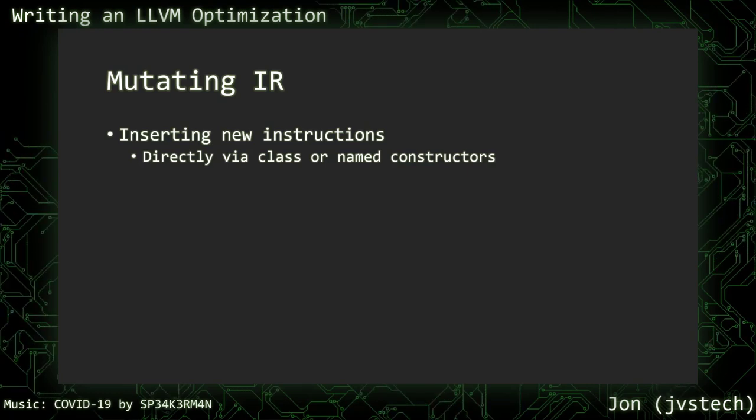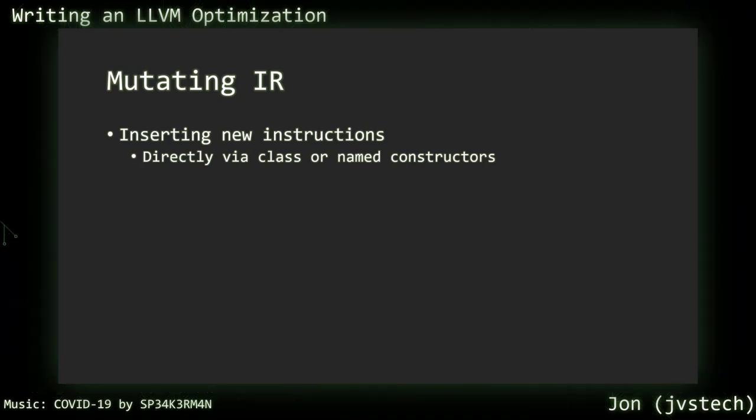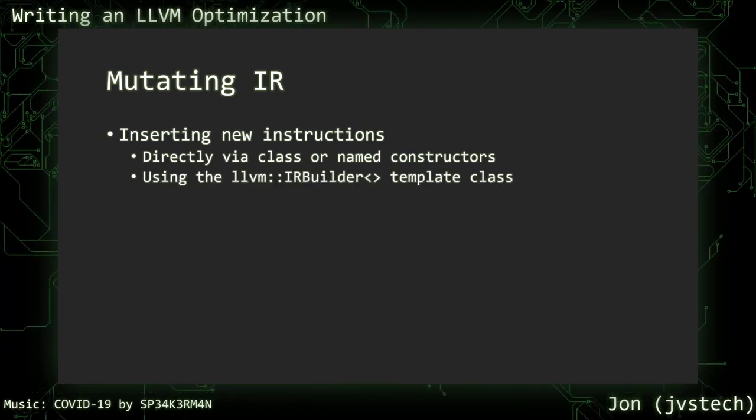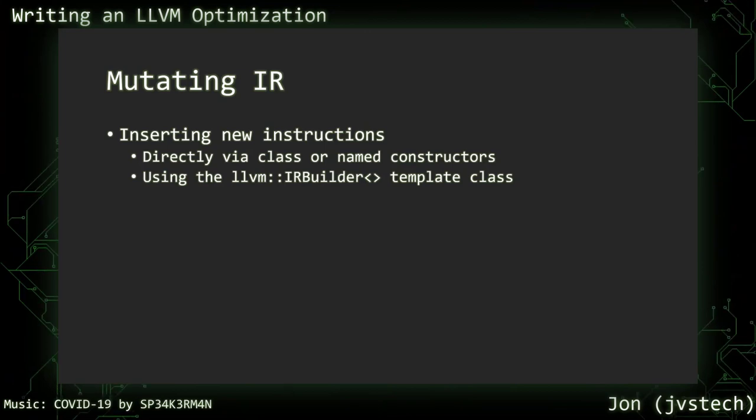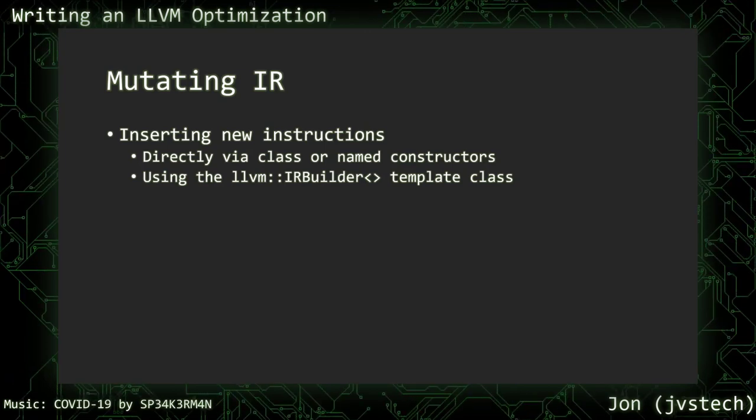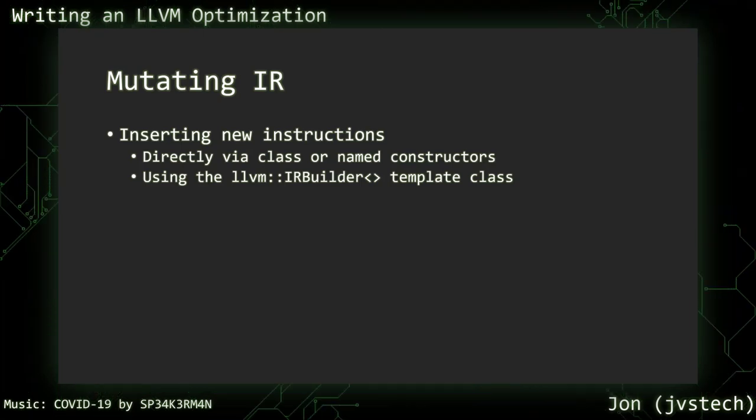However, you must also remember to actually insert your newly constructed instruction into a basic block for it to functionally exist. Alternatively, you can use the IR Builder template class. This is the preferred method, as IR Builder automatically inserts instructions as it creates them. It also hides a lot of rarely used functionality and provides more options for instruction creation overall. I'll be demonstrating the use of IR Builder later.